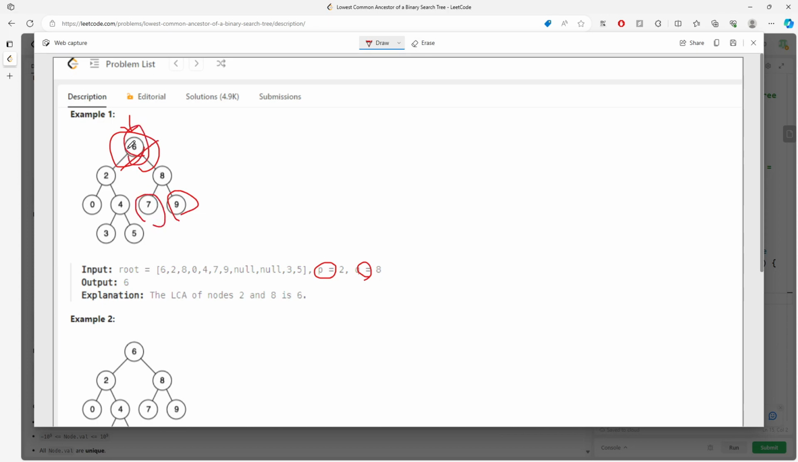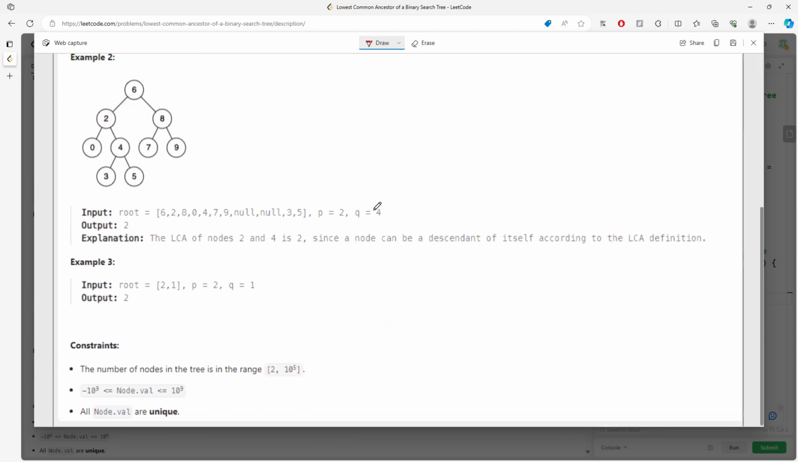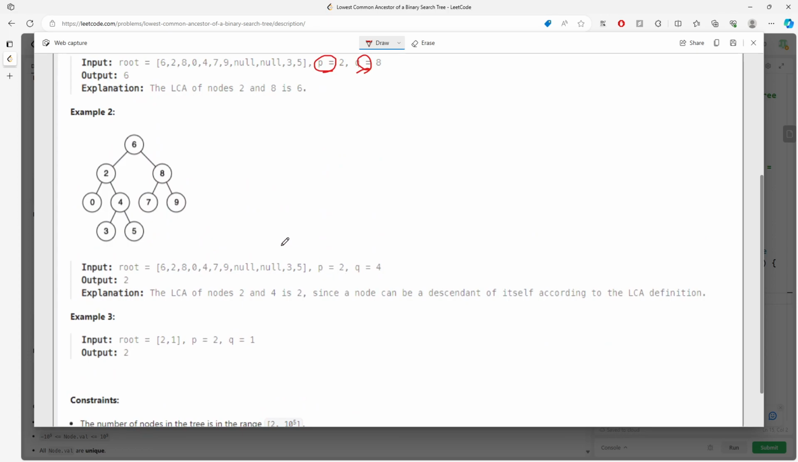So starting from here, you want to traverse, checking your P and Q values, and then traverse left or right. Let's look at this: P equal to 2, Q equal to 4. Starting from the root, we know that P dot value is less than root dot value, and Q dot value is also less than root dot value. So we move the current node to here.